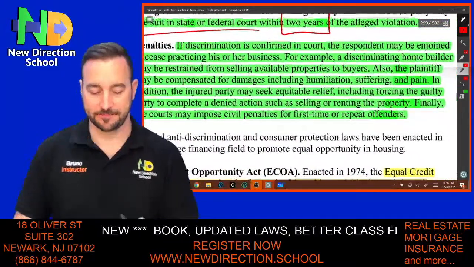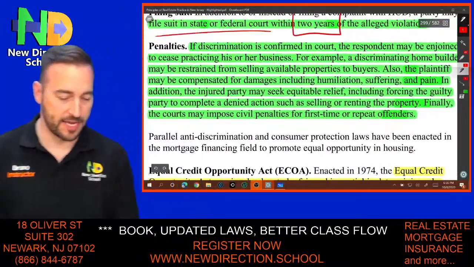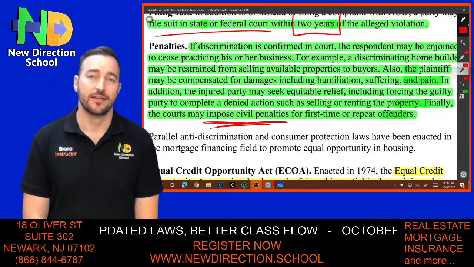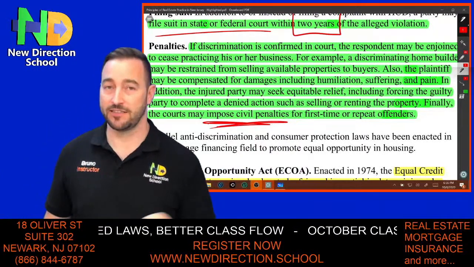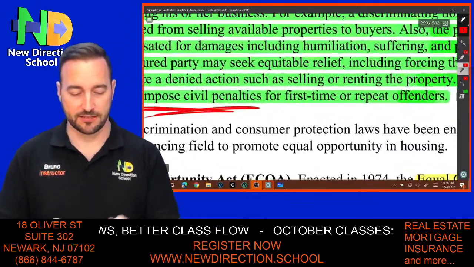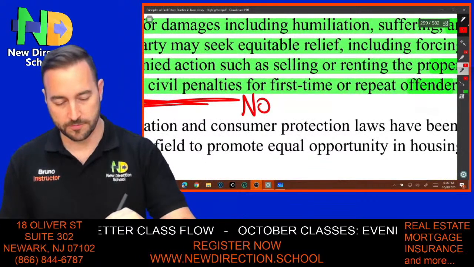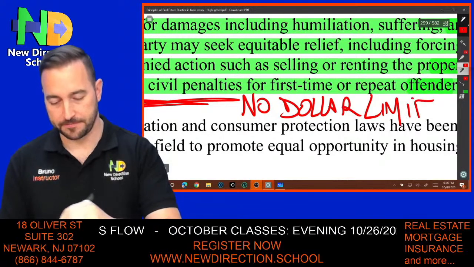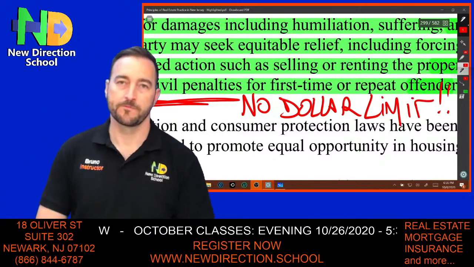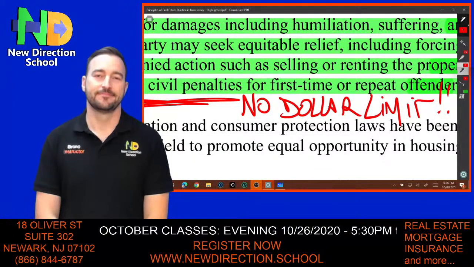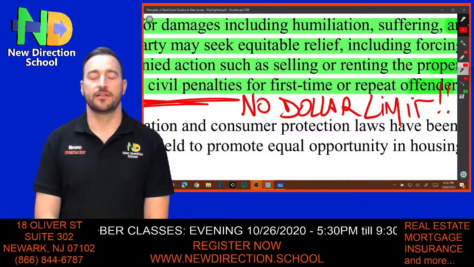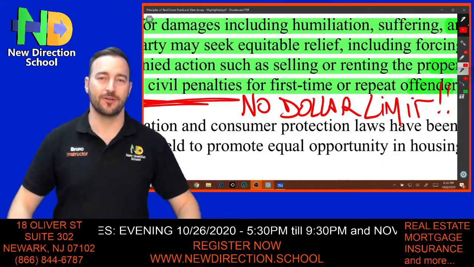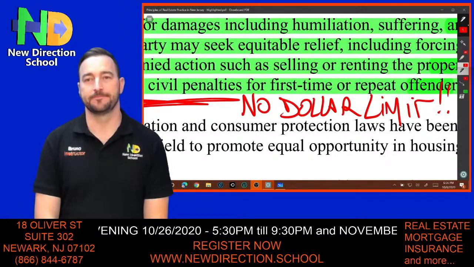And finally, courts may impose civil penalties for first-time or repeat offenders. And guys, it does not say it here, but these penalties come with no dollar limit. What does that mean? You're going to pay for actual damages, and you're going to pay for what's called punitive damages. So the judge attributes a value as punishment for you not to do it again.